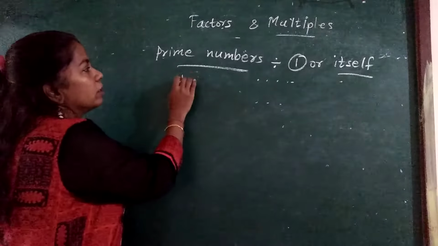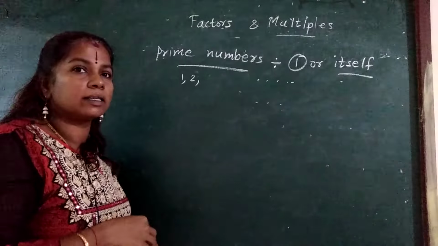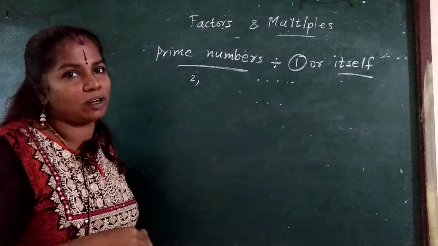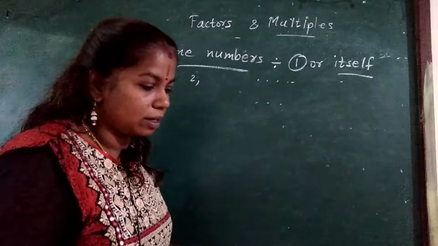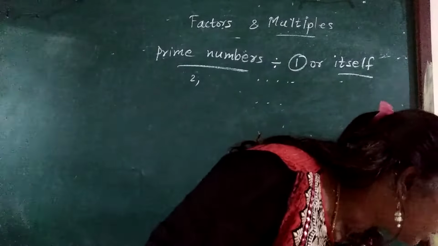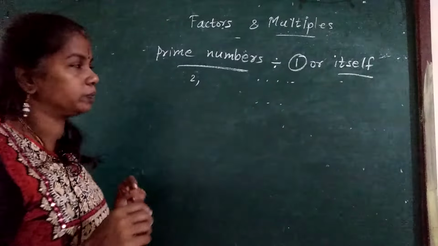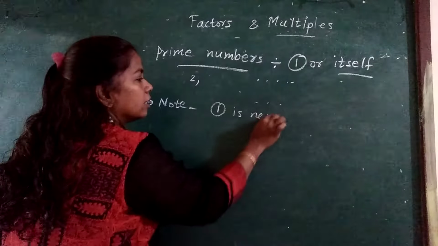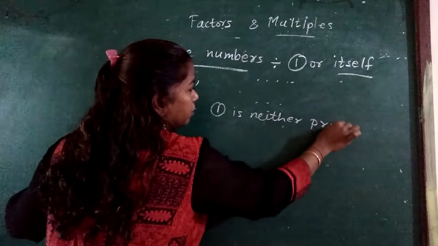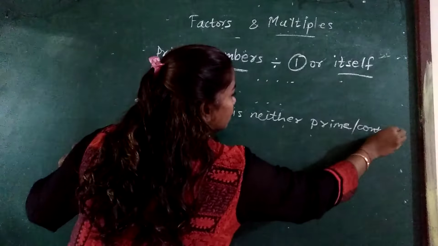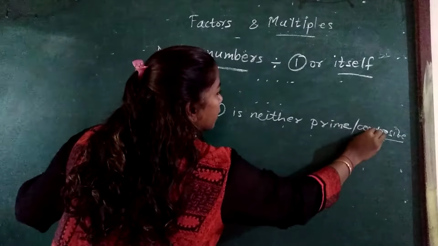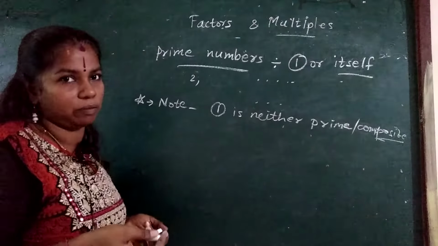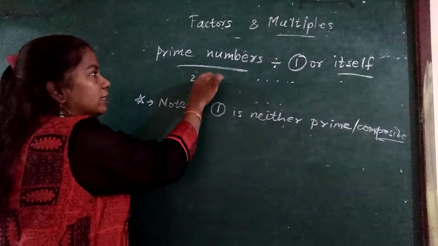Example: 1, 2, then what? Actually 1 is neither a prime number nor a composite number. So we will not take 1. Fine. Now next, we will start with 2. This you keep in mind, 1 is neither prime nor composite. Now this new word composite, I will put a video on that also, composite, prime and all. 2 is an even number, it is the only number which is even and prime also.